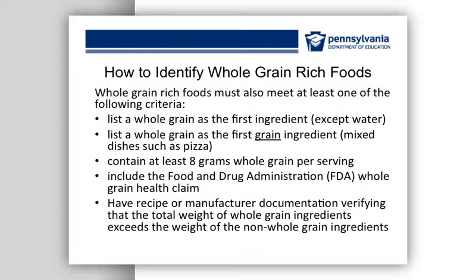The first ingredient is a whole grain, or the first ingredient is water and the second ingredient is a whole grain. For example, if the first ingredient is whole grain wheat or whole corn, it meets the criteria. Or if the first ingredient is water and the second ingredient is whole wheat or whole corn, it meets the criteria. For a mixed dish such as a pizza or a taco, the first grain ingredient is a whole grain. For example, if pizza ingredients are cheese, milk, tomato sauce, then whole wheat flour, it meets the criteria.